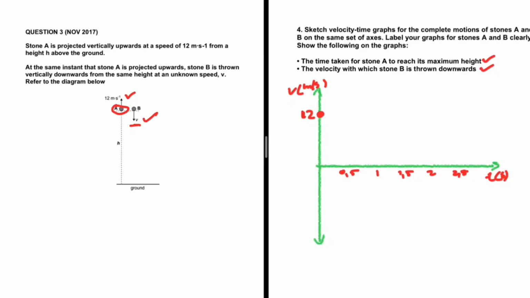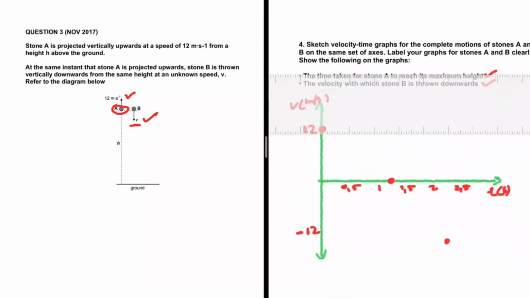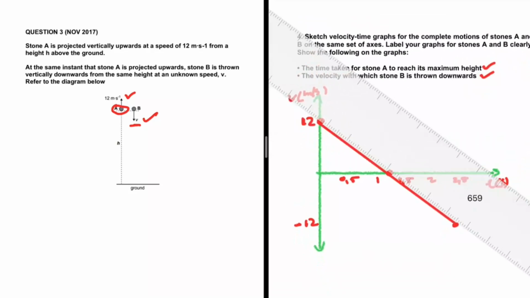And then in 1.22 seconds, its velocity is equal to 0, right? Because it reaches its maximum height. It starts going down until it passes its initial position when t is equal to 2.44. Okay, we know that for sure. And then its velocity should be minus 12 when it passes its initial position. So let's go ahead and join those dots. There we go. This is the graph for stone A.